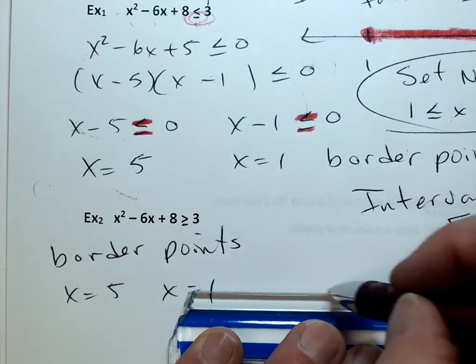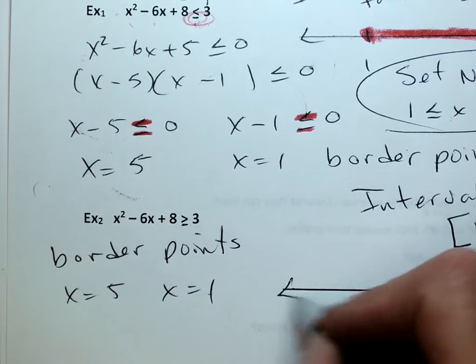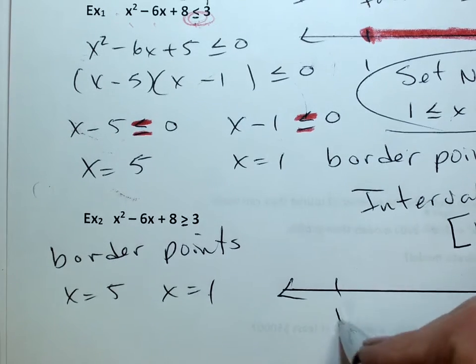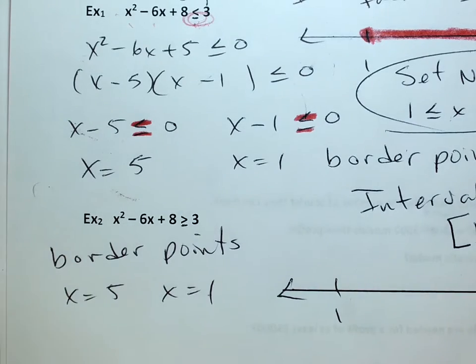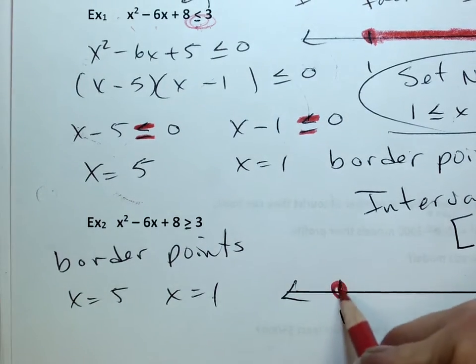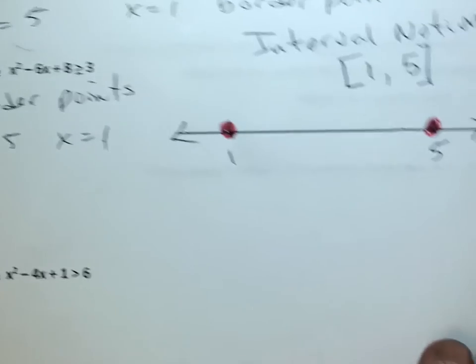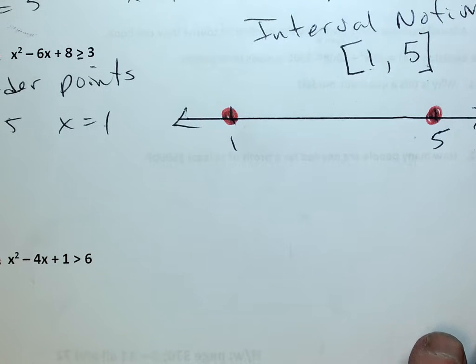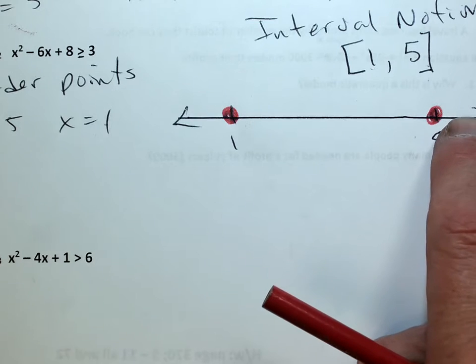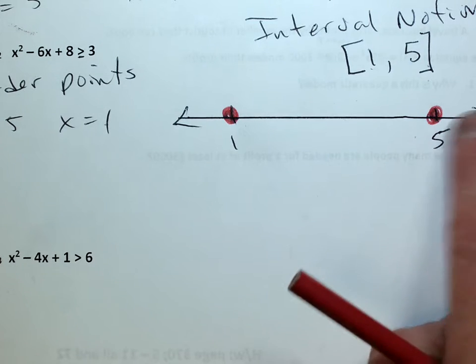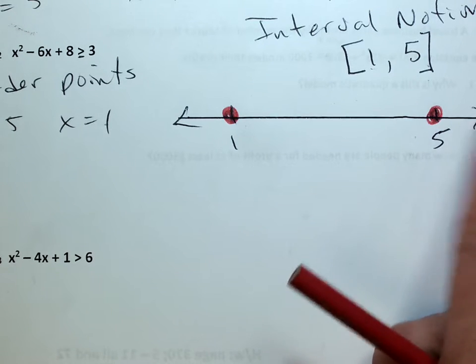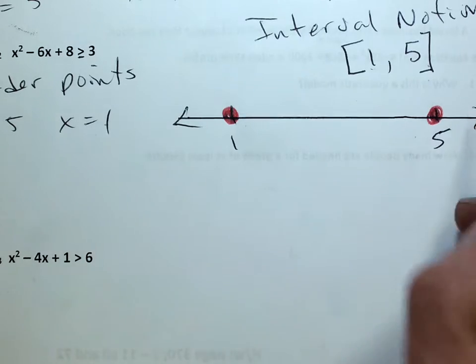So if I do my number line, and I've got my 1 and my 5, I'm going to have a solid dot, right? We can't see it. Okay, so I zoomed it way in. Okay, now we plugged in some numbers. When we plugged in 10, it was bigger than 3, right? So this region would be shaded, right?